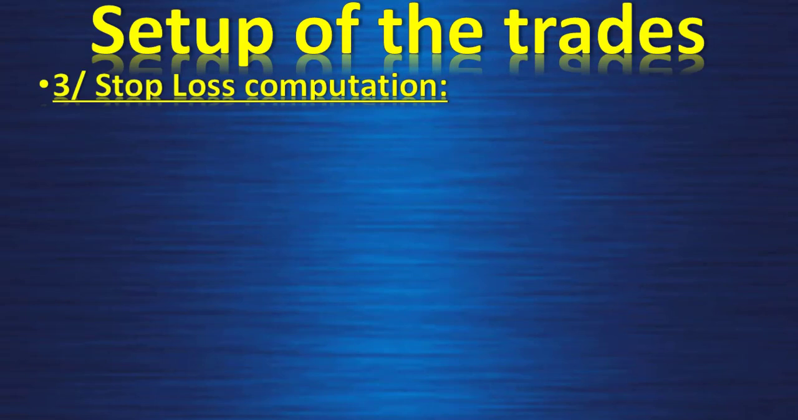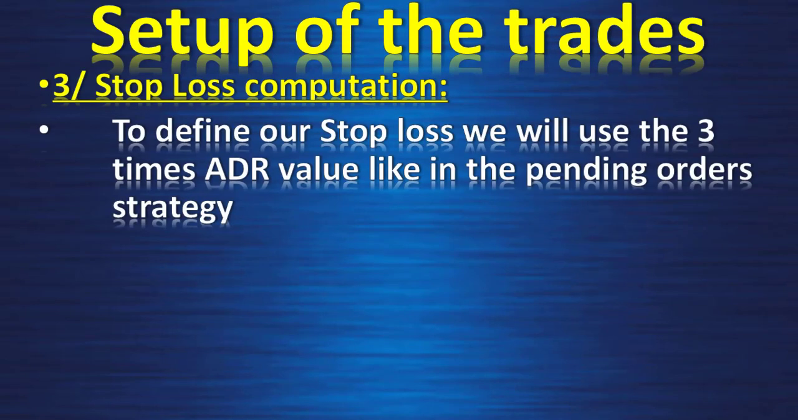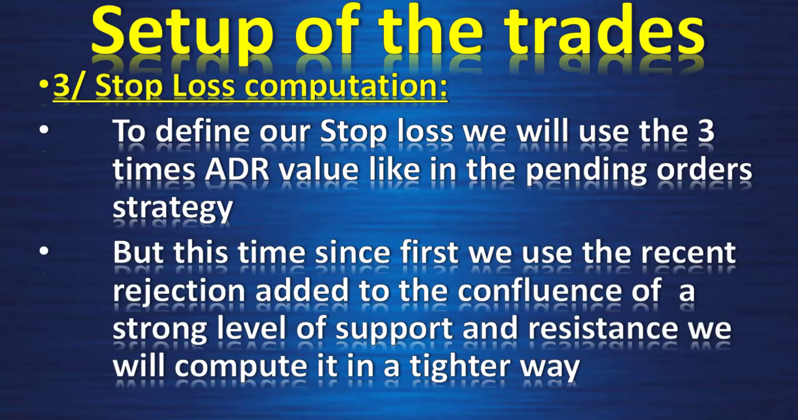Stop loss computation. To define our stop loss, we will use the 3 times ADR value like in the pending order strategy. But this time, since first we use the recent rejection added to the confluence of a strong level of support and resistance, we will compute it in a tighter way.